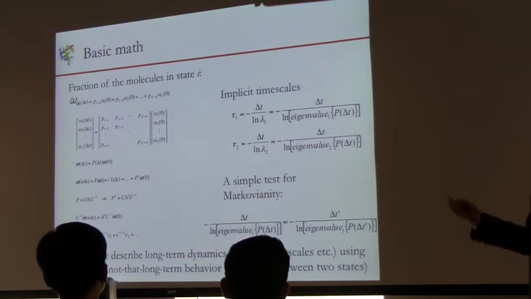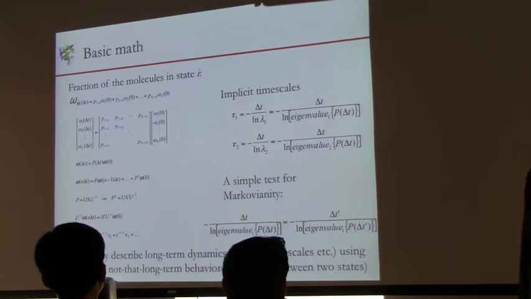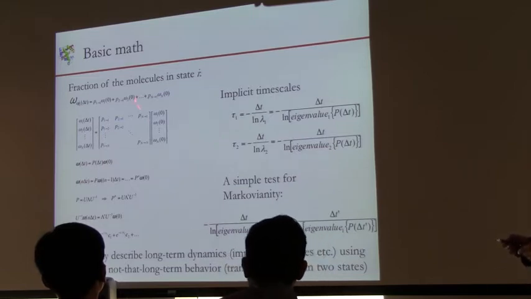Let us consider an ensemble of molecules, just from the viewpoint of chemistry: a flask filled with a solution of a protein, RNA, and whatever else. Denote the fraction of molecules in state i as omega sub i.